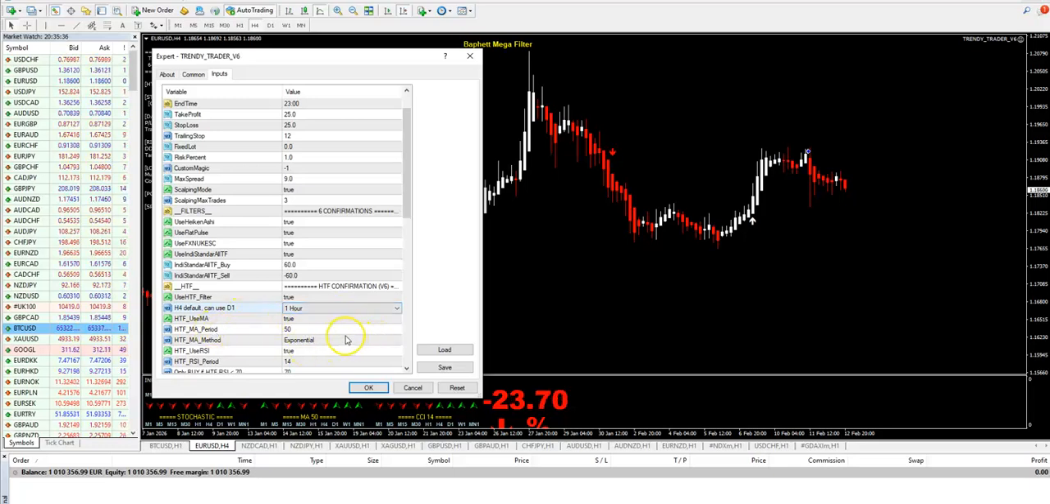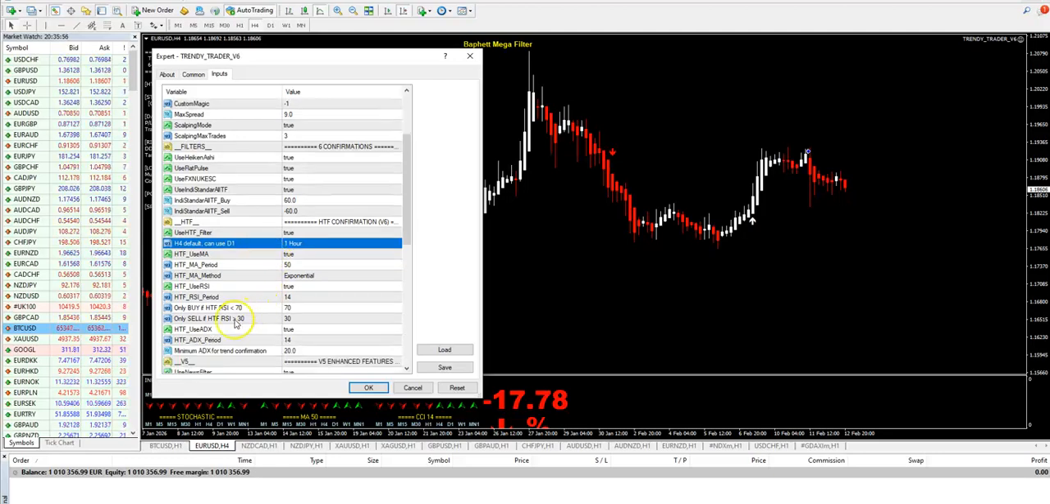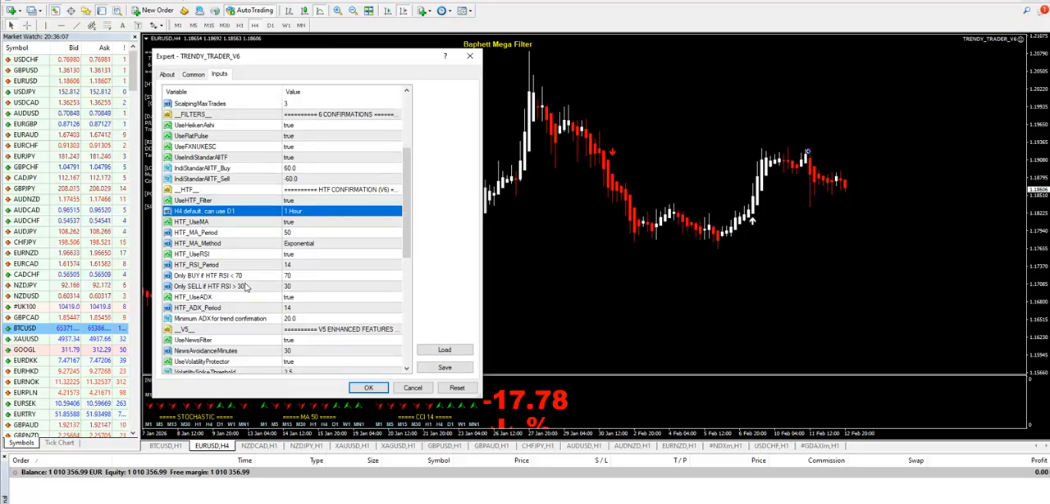Then also you must have confirmations of MA for higher time frame, moving average, RSI. So we need super good confirmations, also ADX and everything here what is in higher time frame will enable super safe entries.